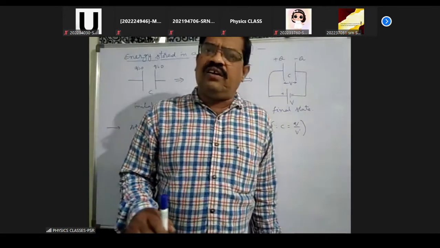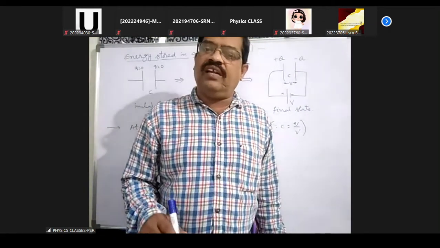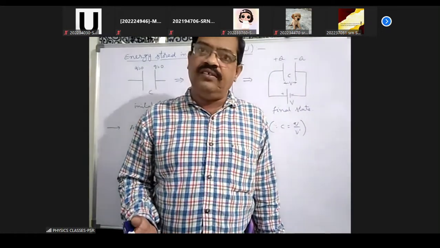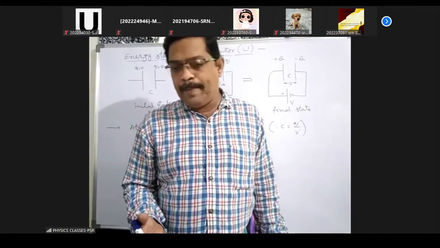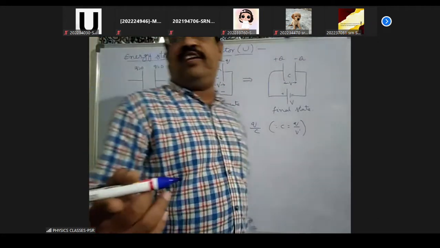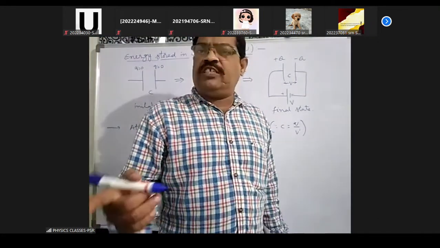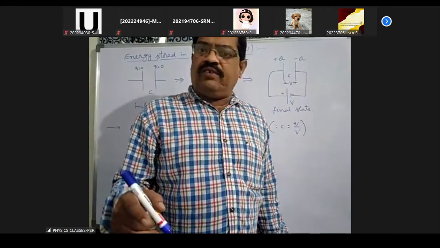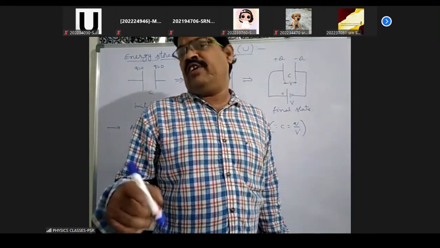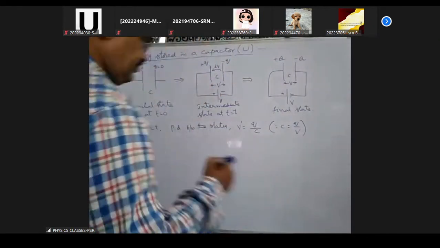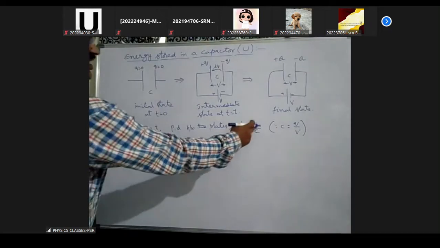Is it clear or not? Work done in moving a charge through a potential difference is equal to QV. Is it clear? Yes, sir. Please respond quickly. If there is no disturbance in your surroundings, please unmute your microphone and give a quick response so that I will proceed. Okay. So V dash is equal to Q by C.